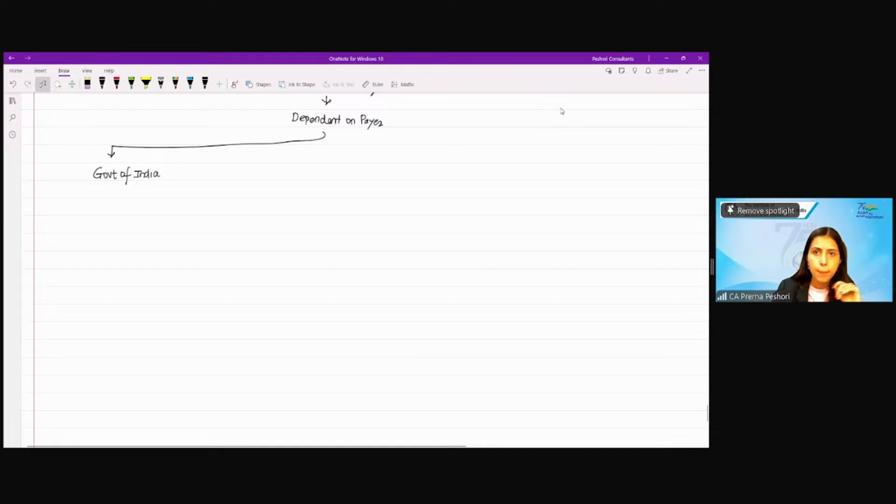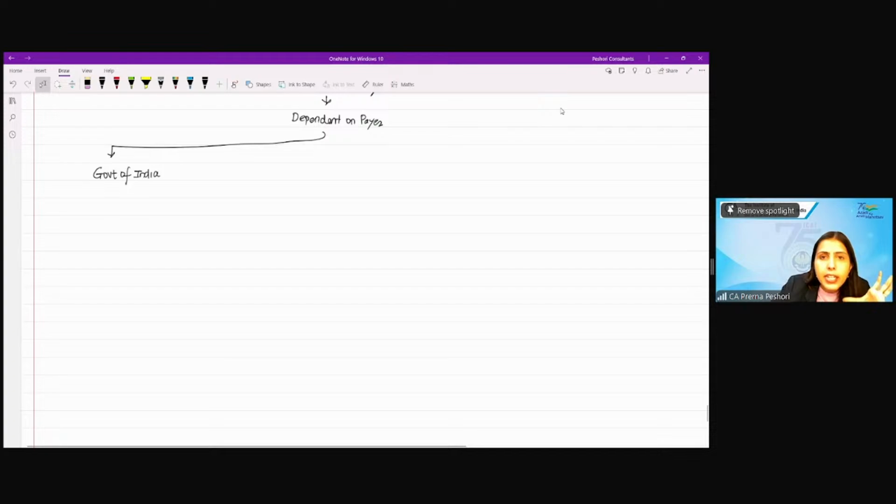Yes. My question is to you. What is the status of the payee that we are looking at? Very simple question. So this entire section 9 is about a non-resident. The recipient of income being a non-resident.